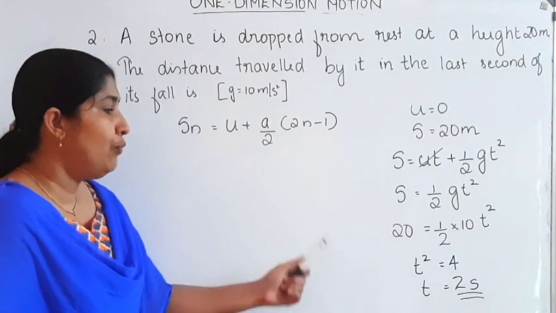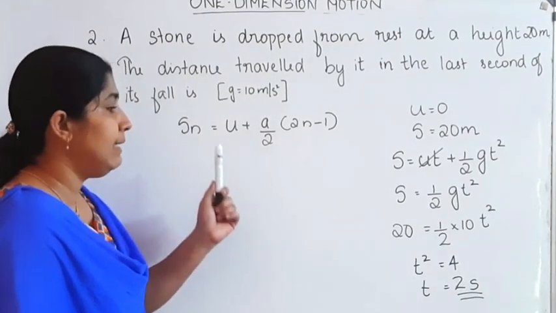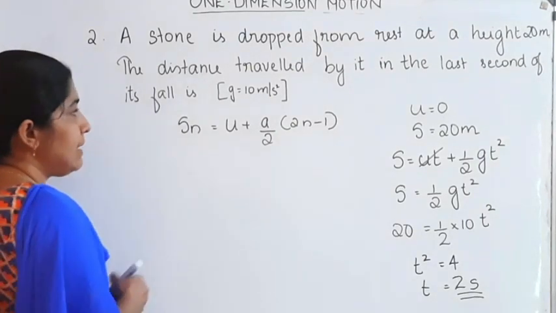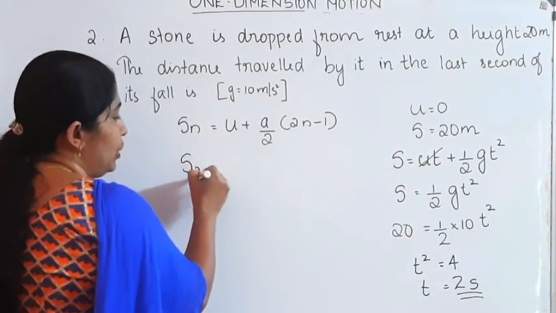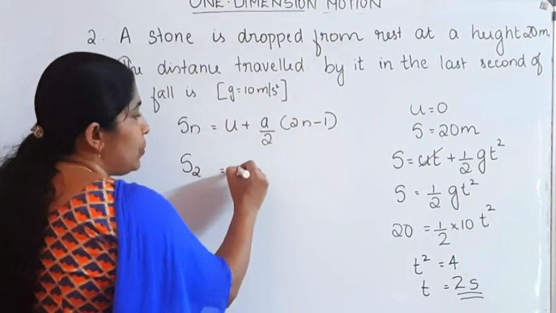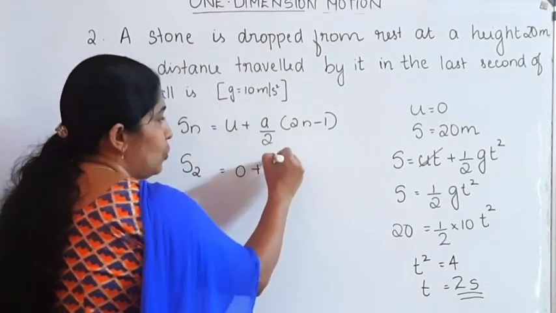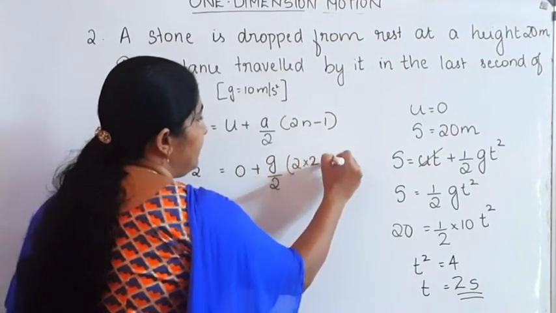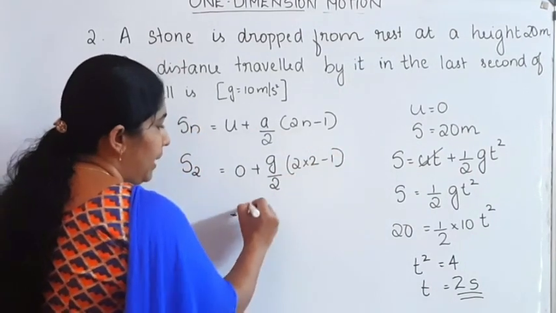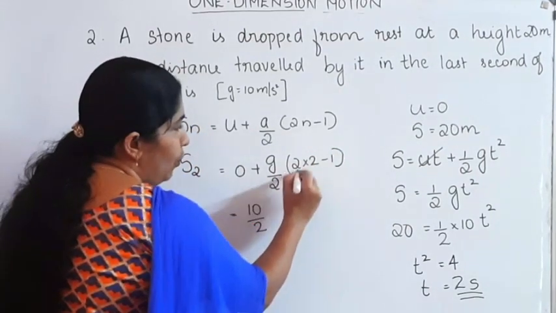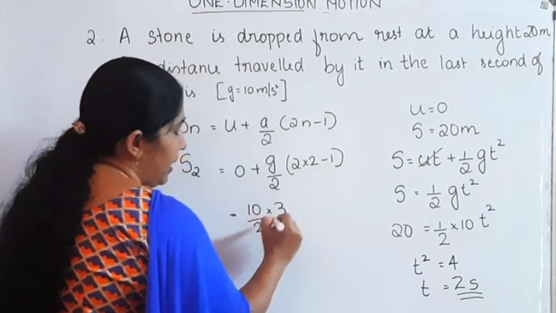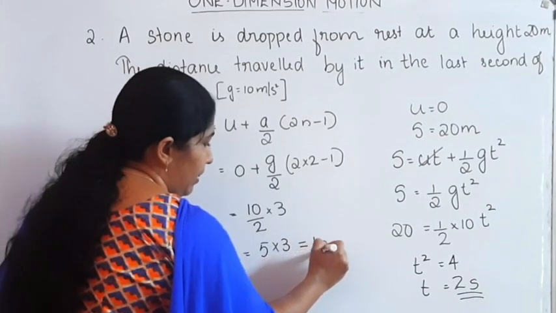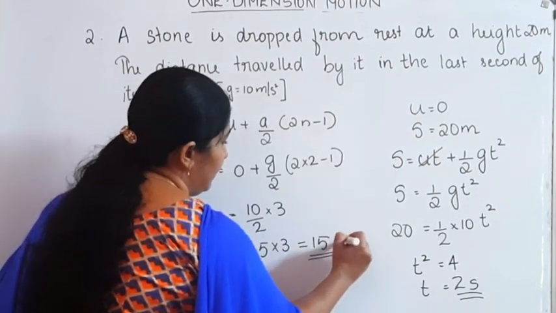Now we can find the displacement in the last second. Displacement in the last second, with n equal to 2, u is equal to 0, plus a, which is g, by 2 into 2 minus 1. That's equal to 10 by 2 into 4 minus 1, that's equal to 3. It's equal to 5 into 3, equal to 15 meter.